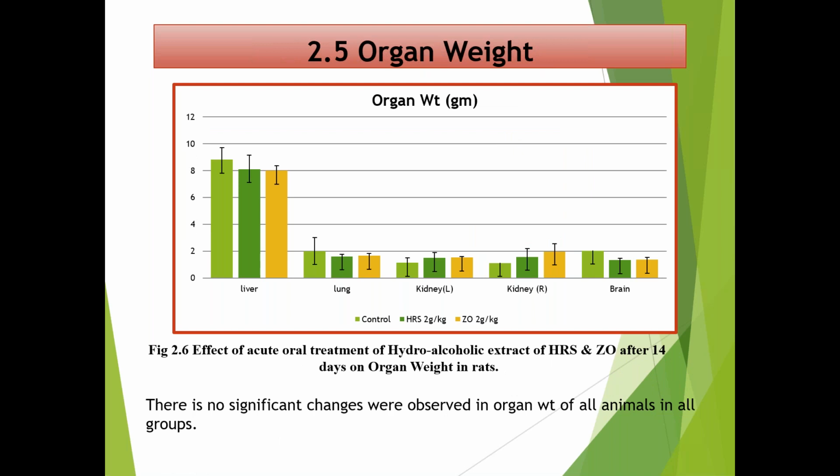Now this is the organ weight data. We autopsied the animals and weighed the liver, lungs, kidney, left kidney, right kidney, and brain. Comparing with control, the liver weight decreased somewhat, and lung weight is about normal in both groups. The weight is somewhat increased because it is a very high dose, 2000 mg per kg body weight.